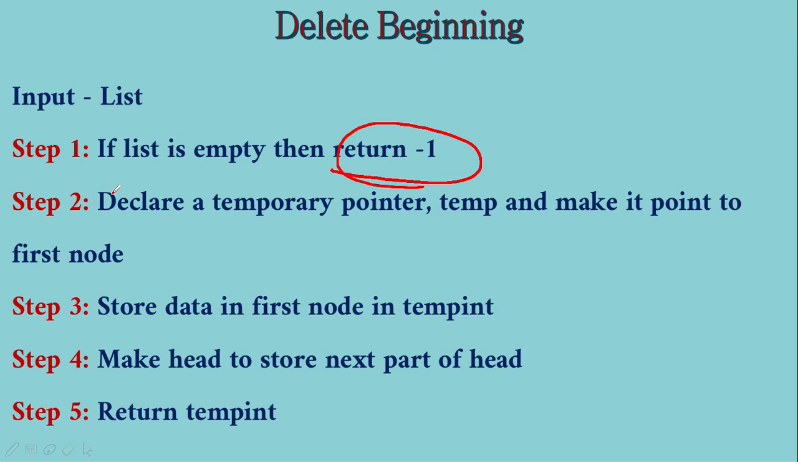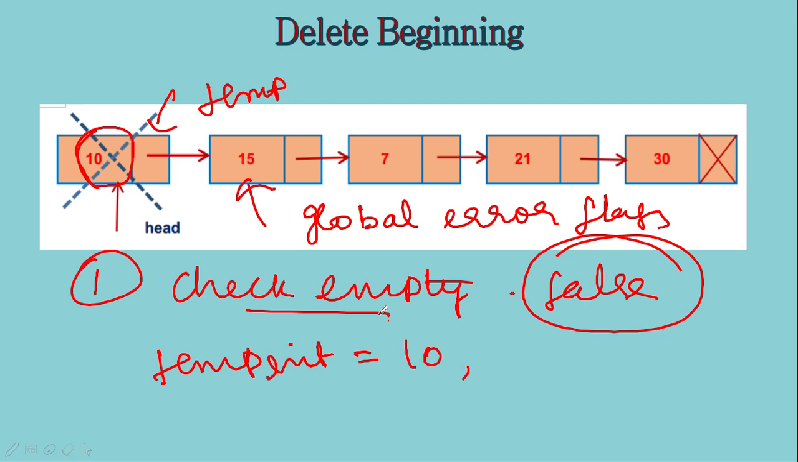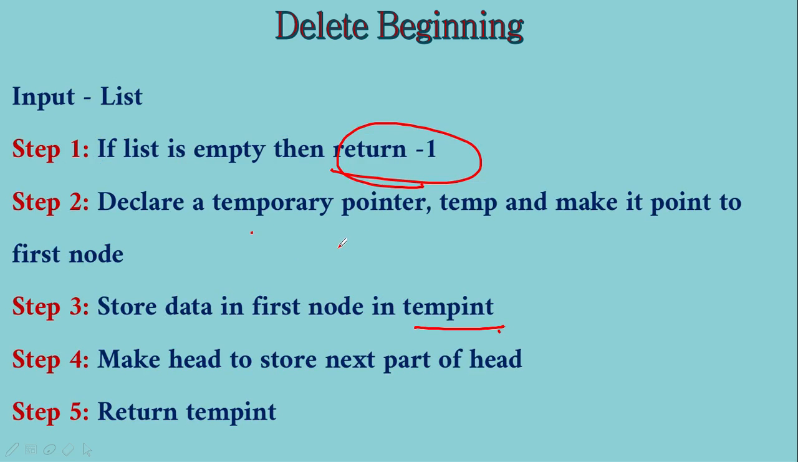And step 2, if the list is not empty, we are declaring a temporary pointer temp and you are going to make it point to the first node of the linked list. And then you are going to store the data in the first node in tempint. You declare a variable tempint and store the data of the first node in it, and you are going to make head store the next part of the head. The algorithm says head should be equal to head next, and you will be returning tempint. So let us see the implementation in C++.